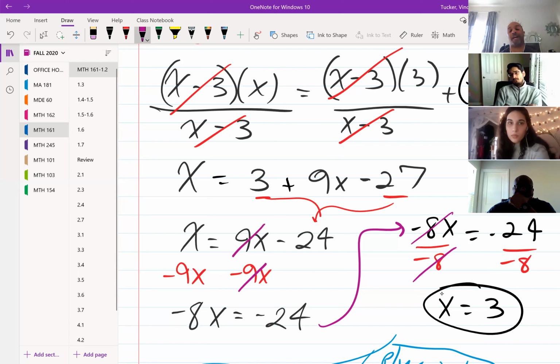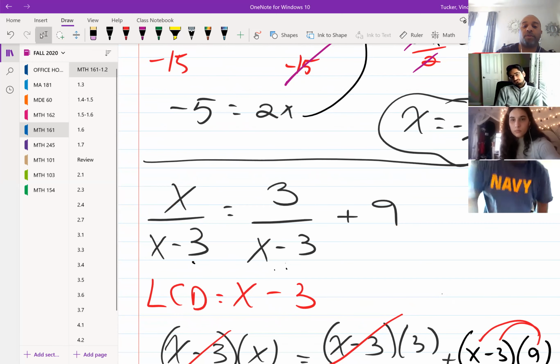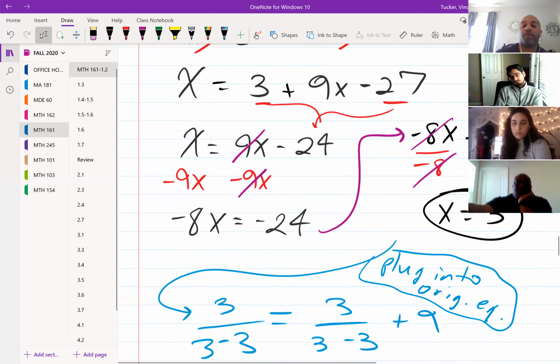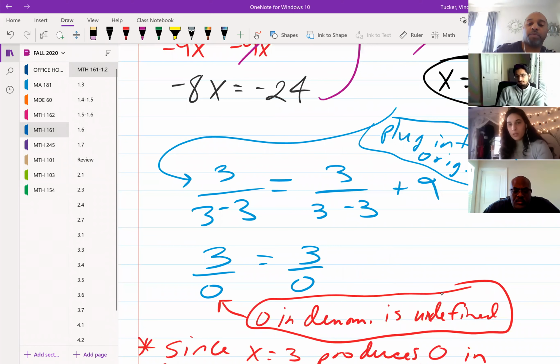This one, though, even if you decide not to plug the 3 into the whole equation, you still need to at least check your denominators. Remember our original equation was x over x minus 3 equal to 3 over x minus 3 plus 9. If I were to plug 3 in where I see x, that would be 3 over 3 minus 3 equal to 3 over 3 minus 3 plus 9. 3 minus 3, of course, is 0. That gives me 0 in my denominator. Even if I didn't have this plus 9 right here, 3 over 0 equals 3 over 0 still is incorrect because I have 0 in my denominator. Remember, 0 in your denominator is always undefined. So let me put this plus 9 back.